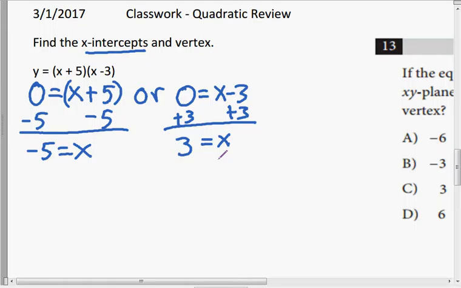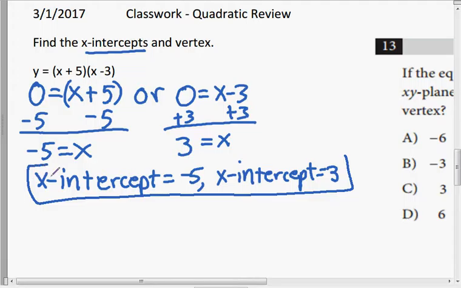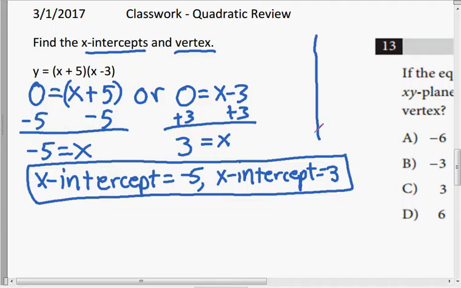To answer the first part of the question, I say x-intercept equals negative 5, comma, x-intercept equals 3. The second part of the problem, though, is find the vertex. And to do that, I'm going to draw just a little diagram to help me kind of see what's happening. I'm going to draw the graph.